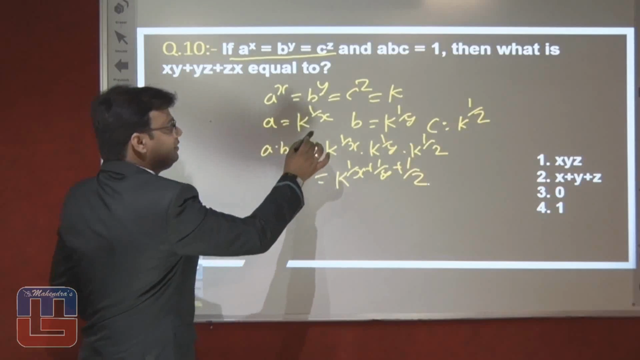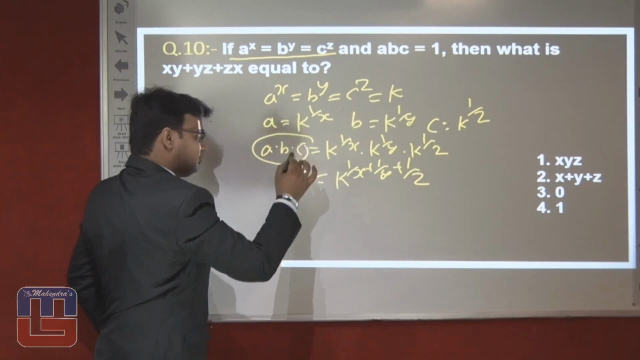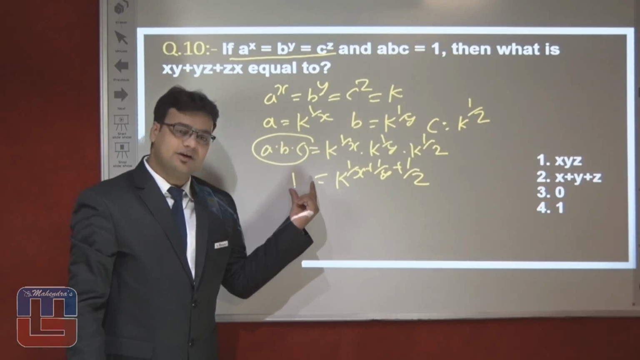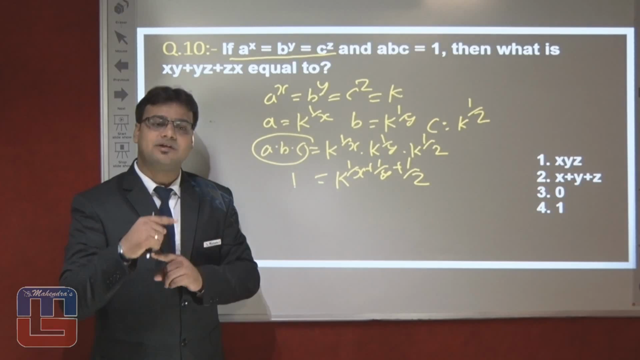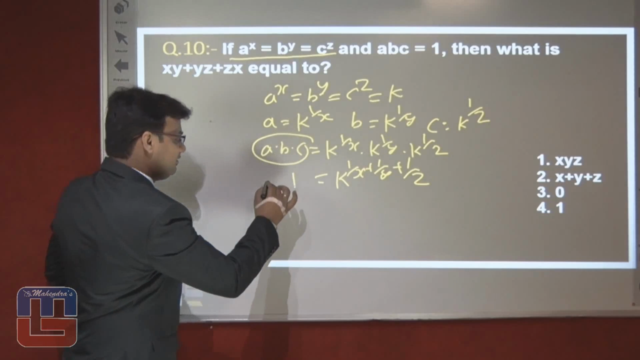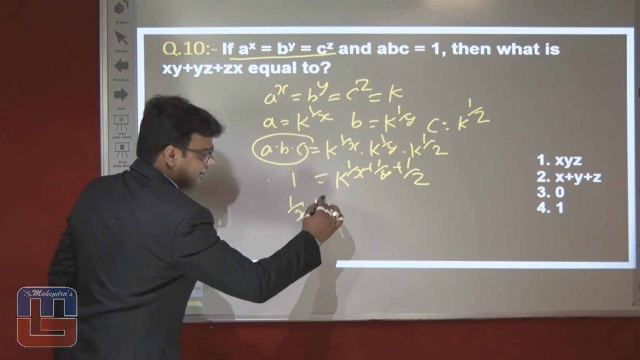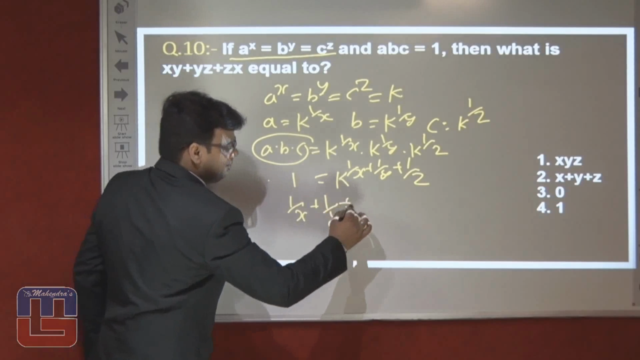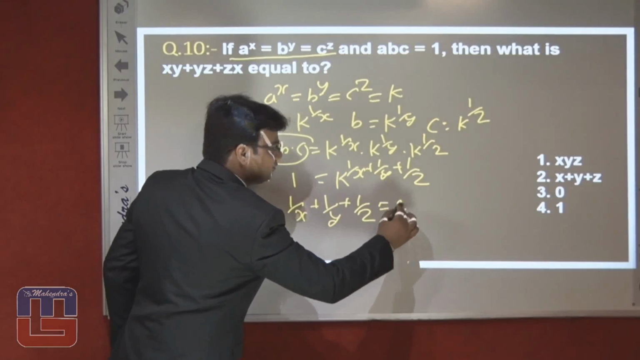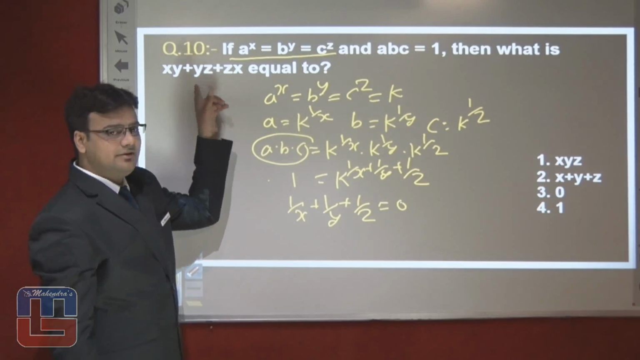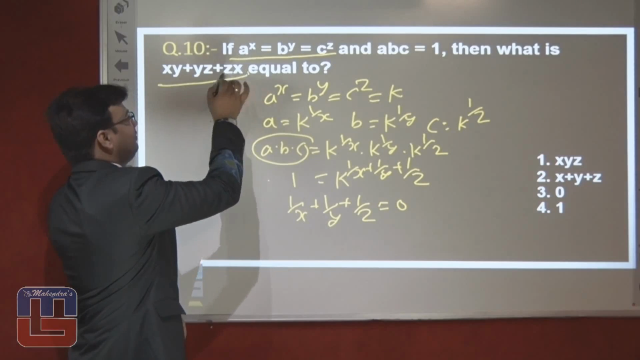And the value of abc is also given as 1, so it is equal to 1. Any value is 1 when its power is 0. That means it is equal to K to power 0. So we write 1 by x plus 1 by y plus 1 by z is equal to 0. But we are required to find xy plus yz plus zx.